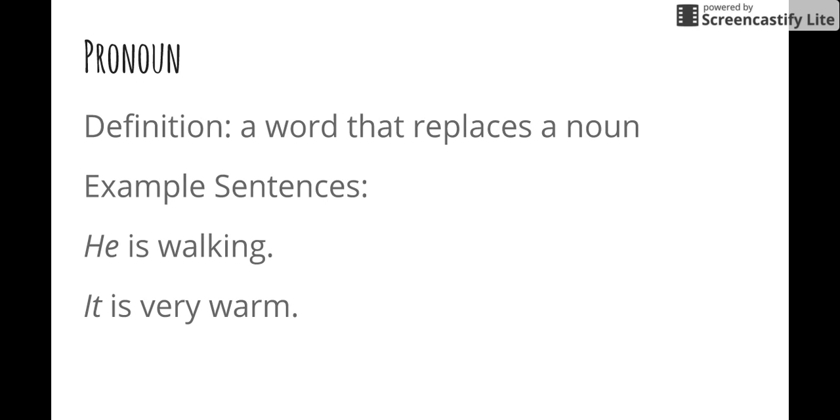A pronoun is a word that replaces a noun. So say for our first example sentence, we wanted to say, Robert is walking. We would replace Robert with the pronoun he. He is walking. It is another pronoun. It is very warm. And in that case, it could be anything. The water could be warm. The plate could be too warm. Don't touch it. It is very warm.